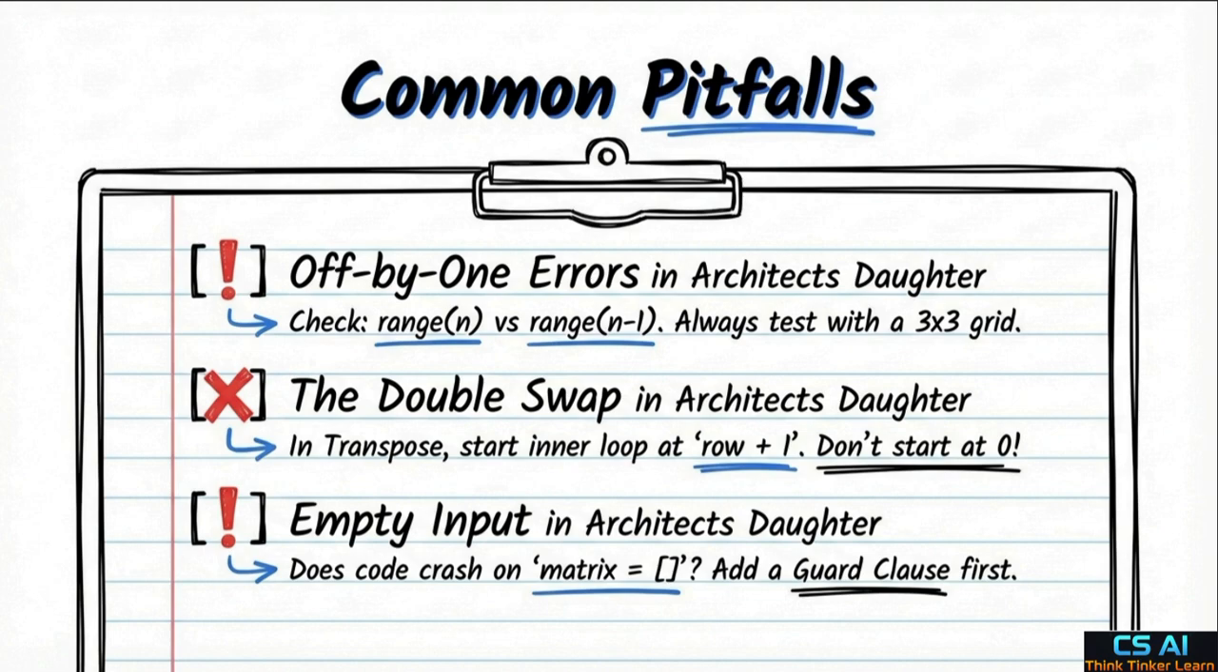Empty input. This is the silent killer. Does your code crash on matrix equals empty or matrix equals double empty, like in the case of 2D matrices? Always add a guard clause at the very top of your function to handle these. Handling these three things successfully is often the difference between a strong hire and a no hire. It shows you consider production-ready code, not just the happy path.